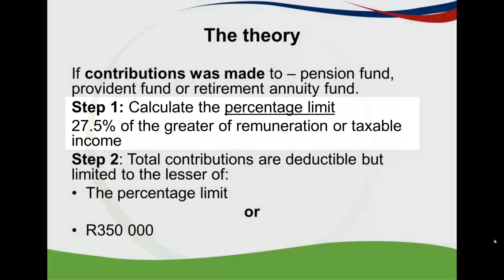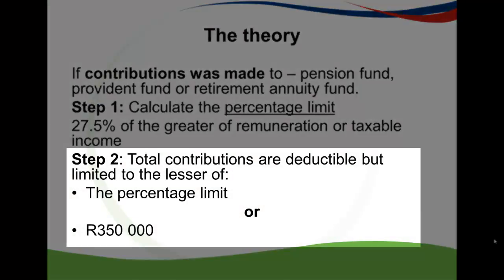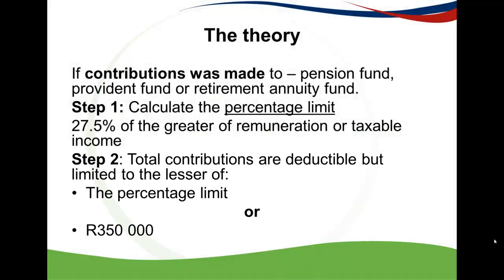Your second step is you take your total contributions that are deductible, but you limit it to the lesser of the percentage limit, which was done in step 1, or 350,000 Rand. Now the easiest is just to go and do an example of this.